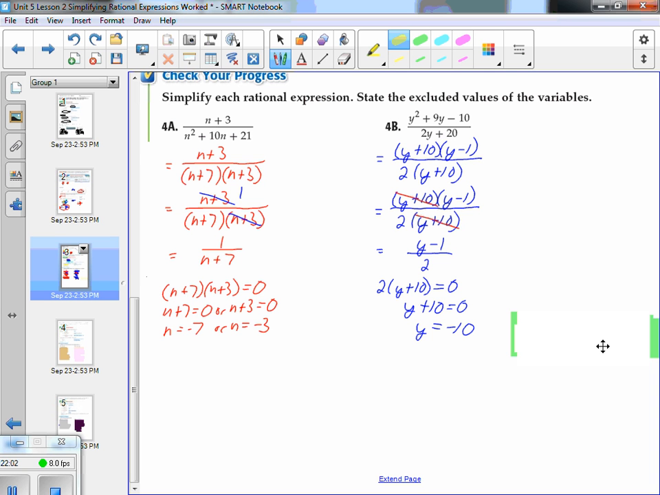Okay? Same thing over here. Once we've simplified to get 1 over n plus 7, negative 7 is the only excluded value at that point, isn't it? N can equal negative 3 then, but it couldn't for the original problem. So make sure you're doing excluded values that way.